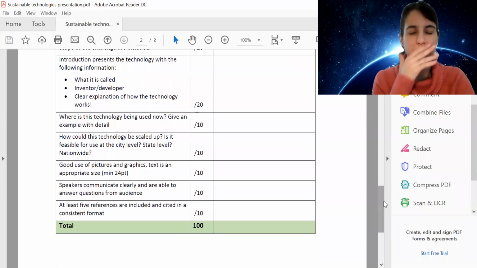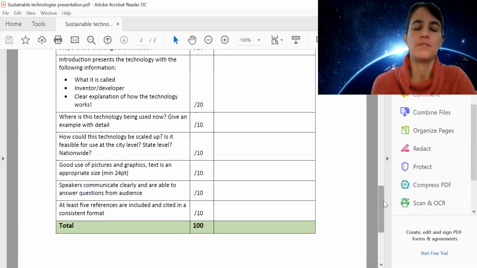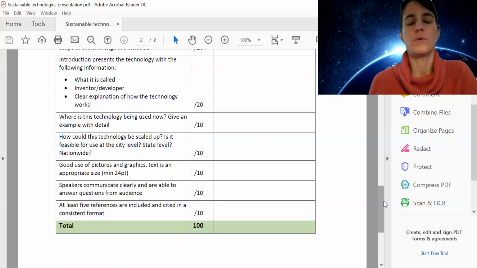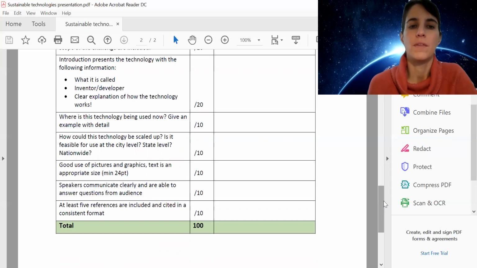The last couple of requirements here are more about the presentation itself. Good use of pictures and graphics, text is appropriate size. You have to communicate clearly and be able to answer questions from the audience, which will just be your classmates. And you need to have references. So keep track of your references as you research this project.